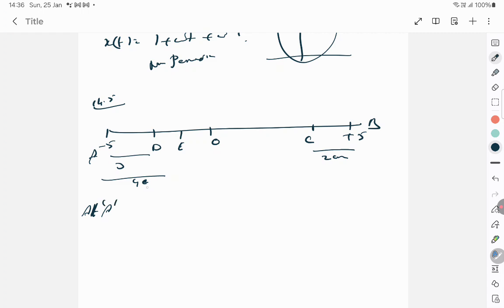What will be the velocity? At the extreme position, velocity is always 0. What will be the acceleration? It will be pointing directly towards the mean position. Anything taken to the right, as given in the question, is to be treated as positive. So acceleration is positive, directed towards the center, so it's along AO. The force will be the same as acceleration, positive along AO.